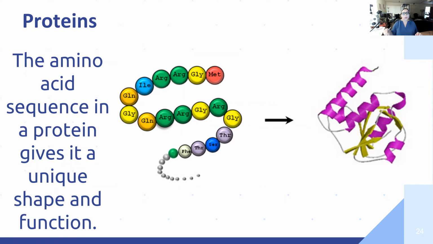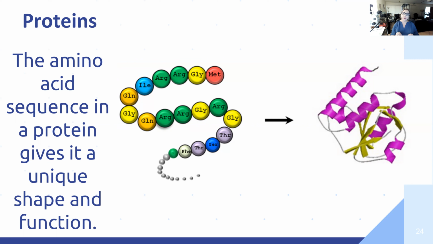Now, proteins have several different types of shapes, right? We call them primary, secondary, tertiary, quaternary. I don't need you to know those, but what I do need you to know is that when a protein is first synthesized or produced, it's basically just a string of amino acids. Think of it like beads on a string.